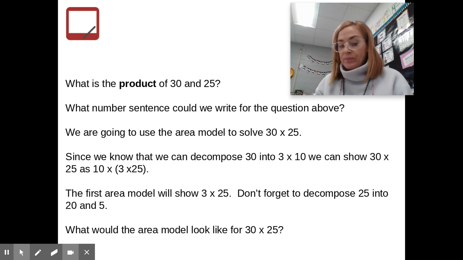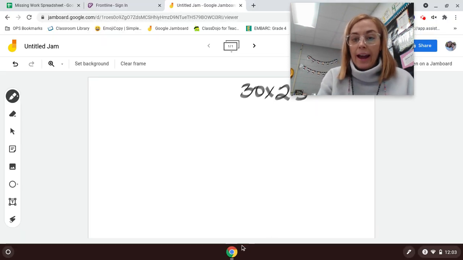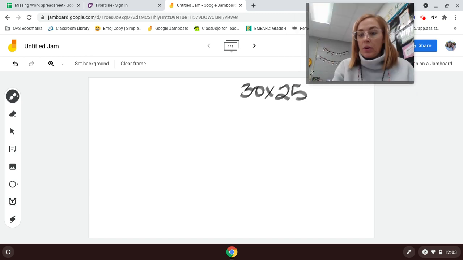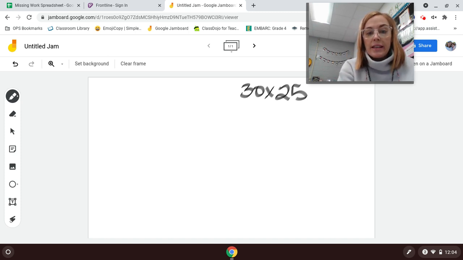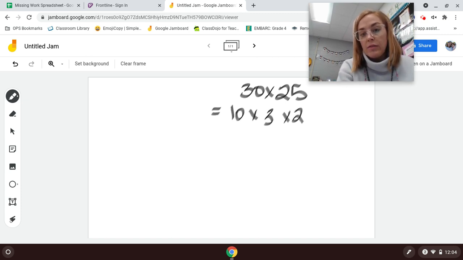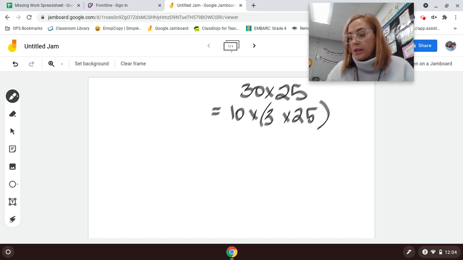So let's go ahead. I'm going to take you over to my Jamboard here, and I have the 30 times 25. And let me make this just a tad smaller here. So I have my 30 times 25. And remember, we said that this also equals 10 times 3 times 25. And I want to do my 3 times 25 first, right? Because I already know how to draw an area model for 2-digit by 1-digit. But this 2-digit by 2-digit is something new that we're learning. So I want to go ahead and try to solve how I know how to solve already.